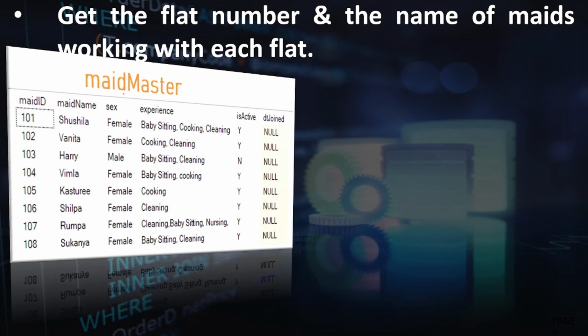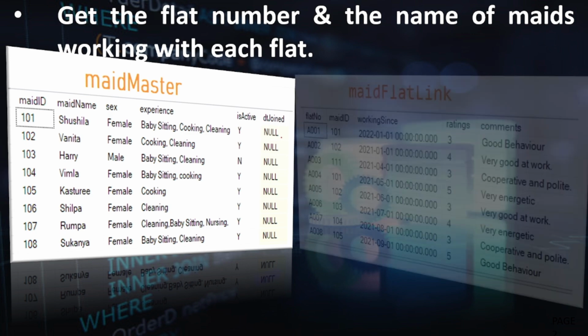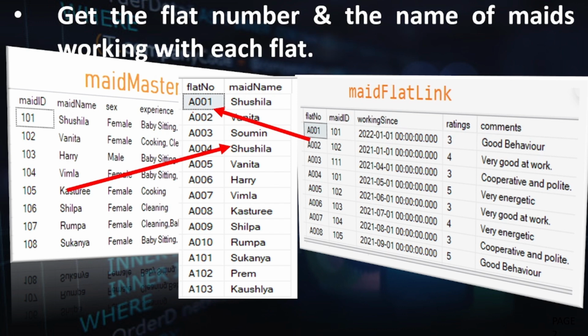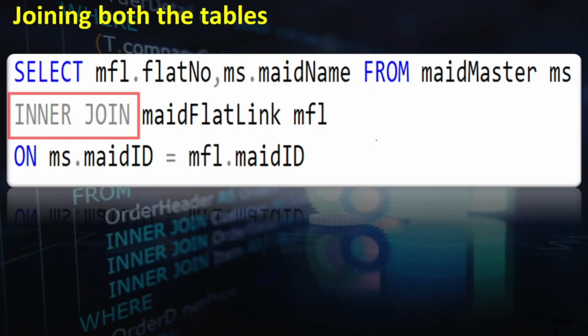Let's say this is the maid master table, which has all the maid master details: the maid ID, maid name, sex, experience, is active, and date joined. And we have another table called maid flat link, which has which maid is working in which flat. But the maid flat link table doesn't have the maid's name. The maid's names are sitting in the maid master table. I want a result set where the flat name comes from maid flat link and the name of the maid comes from the maid master table. This is simply not possible directly, but we can join these two tables together and get the answer.